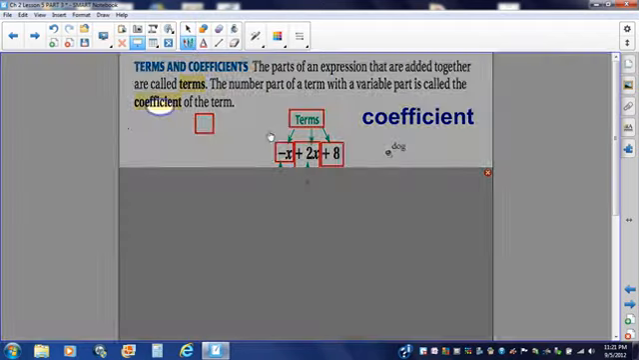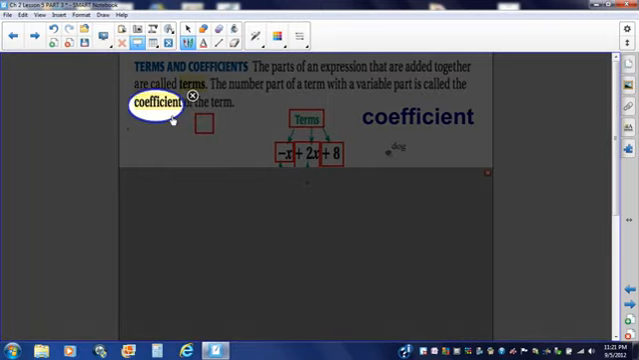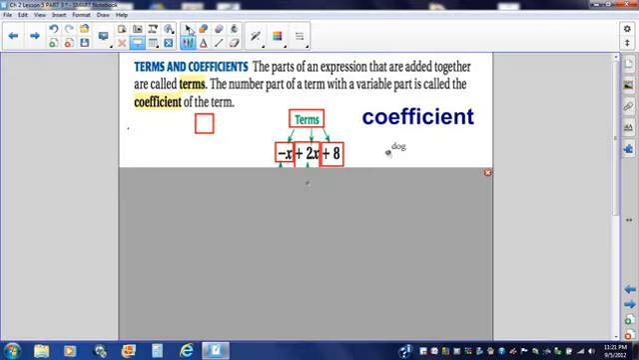The next vocabulary word I would like you to write down, please write the vocabulary word coefficient. Coefficient. And no, I'm not spelling it for you. Look at the screen. Coefficient refers to the number that touches a variable. A number that touches a variable.